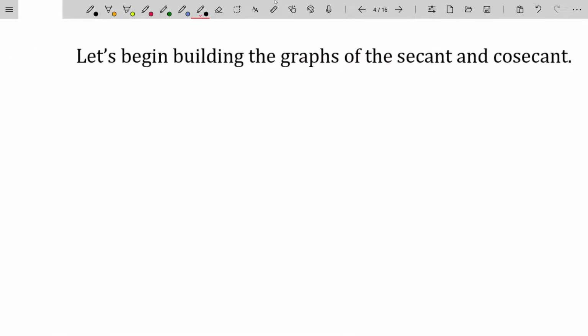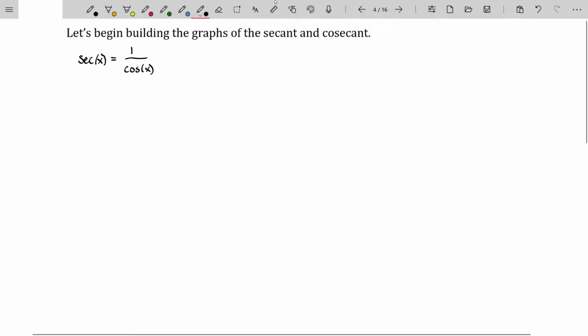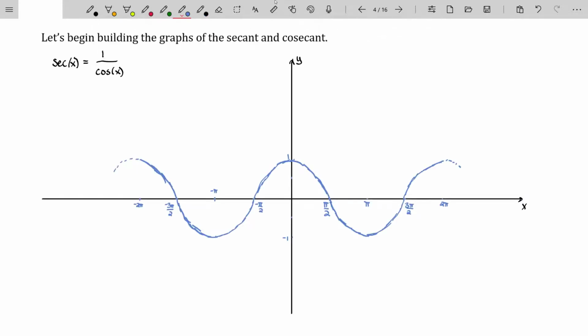So the secant, we happen to know, and I'll call it the secant of x, because we're graphing on an xy coordinate system, is just 1 over the cosine of x. Let's first graph the cosine of x, and then we'll figure out what the values for the secant are. Now there is the graph of the cosine function, and we know that from previous work. Now we need to graph the secant.